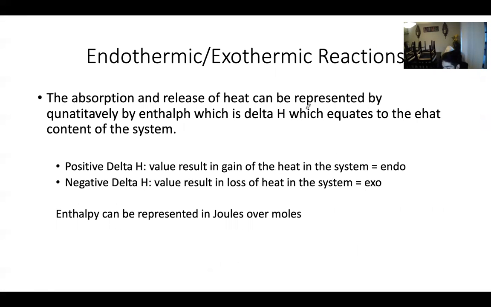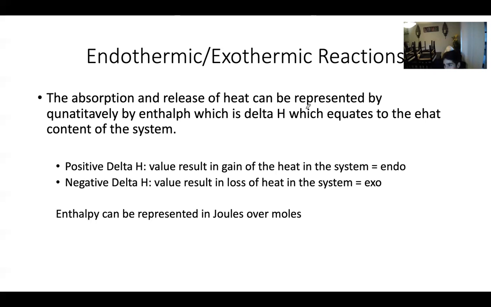So endothermic and exothermic reactions, right? We said one absorbs and the other releases, right? And usually you quantify endothermic and exothermic reactions by using something called enthalpy. And enthalpy is delta H. Enthalpy just tells you that there is a change in the heat within a system. It measures the heat content of a system. So a positive delta H means that you have gained heat into a system, and a negative delta H tells you that you have lost heat in a system.